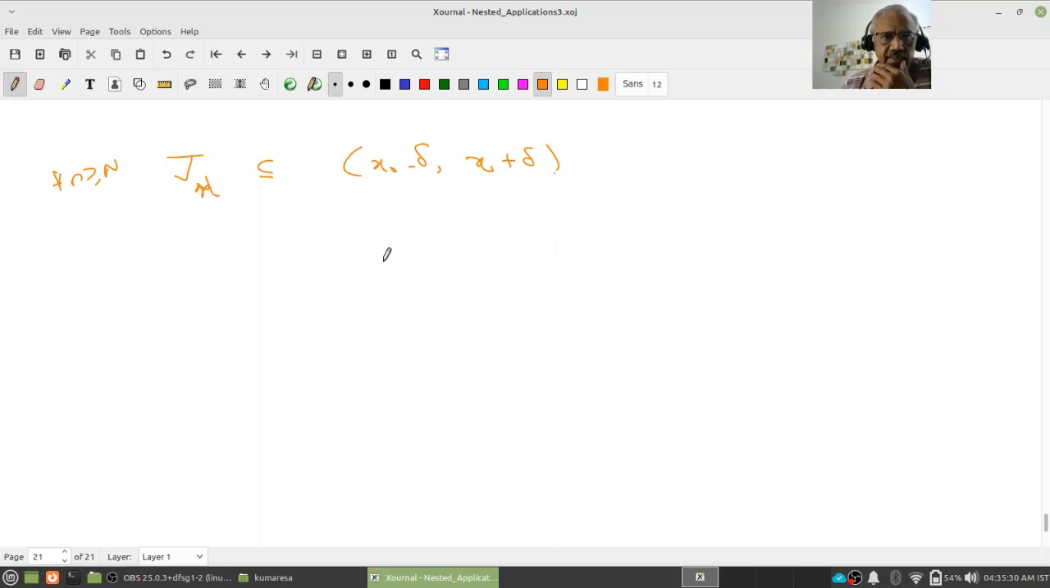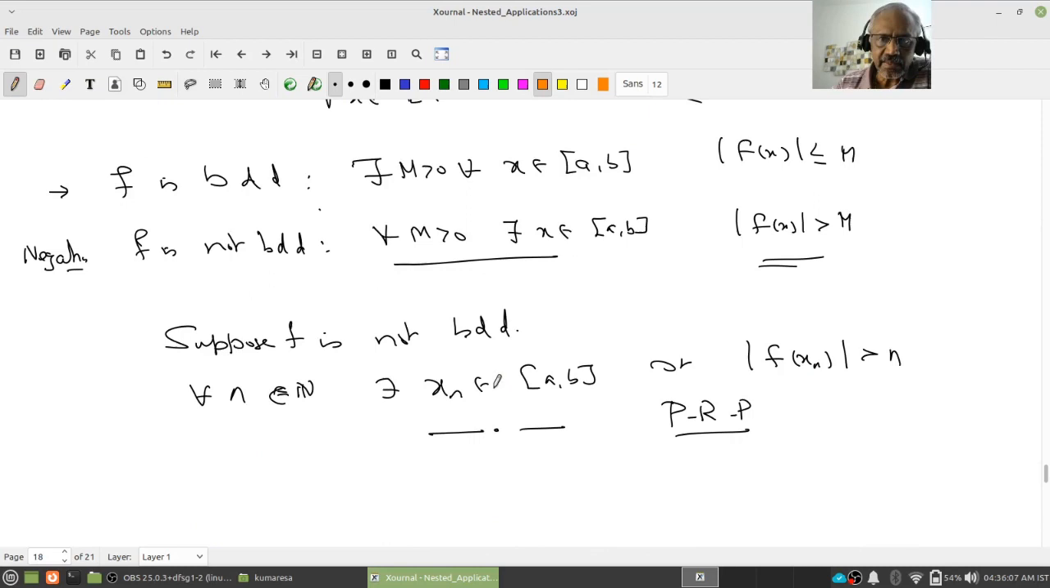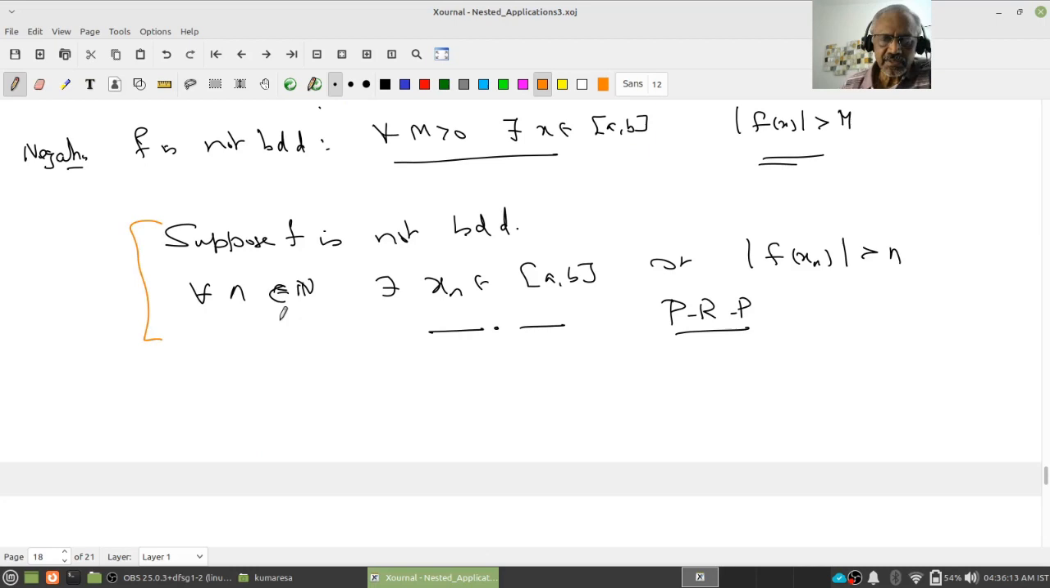Now what is our choice of Jn? Jn is chosen in such a way that F is not bounded on Jn. Now recall what I said. Therefore, there exists an xn in Jn so that modulus of F xn is greater than n. By Archimedean property, I said that, do you remember? Let us go back just to make sure that you understand. For each n, if F is not bounded, then there is an xn in the interval, our interval is a and b n now, so that mod F xn is greater than n.